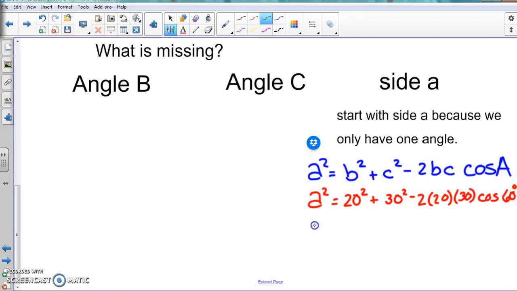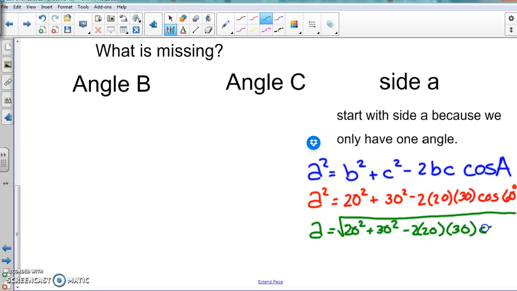All right, so with that being said, to get A by itself, not A squared, but A, remember you have to square root both sides. So that's what we're going to do here. We're going to square root this side here to get us what A is, and then we're going to put all that in the calculator and actually get an answer for side A. Okay, and you can put the degree symbol back there if you want to, but you don't have to.